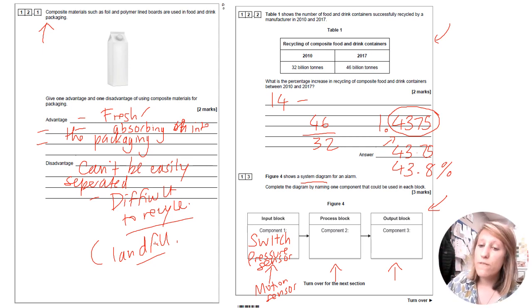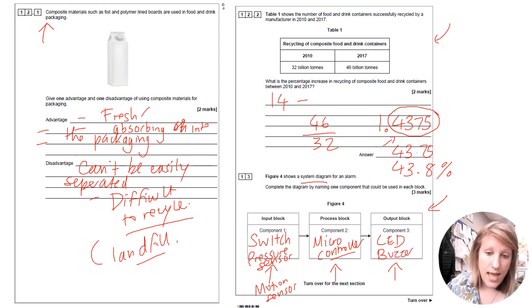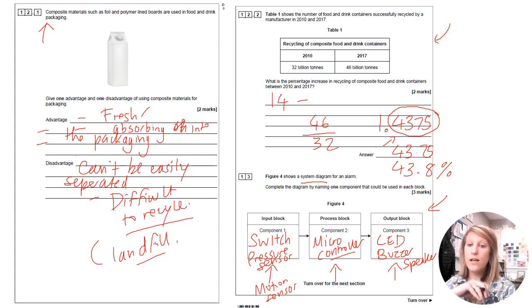The process block, that's the thing that actually processes what's happening. So here you want to write something like a microcontroller. That's what you need to write in that process. And then output can be lots of different things. It could be an LED, it could be a buzzer, it could be a speaker. There's loads of different things it could be, but that is what is kind of happening once the switch has been pressed.